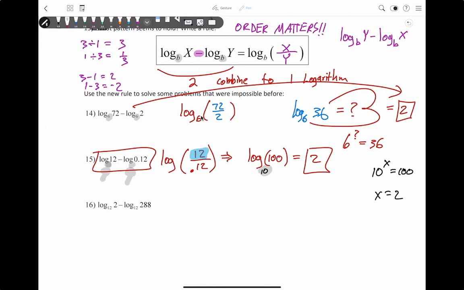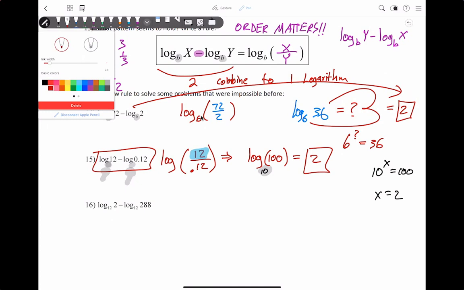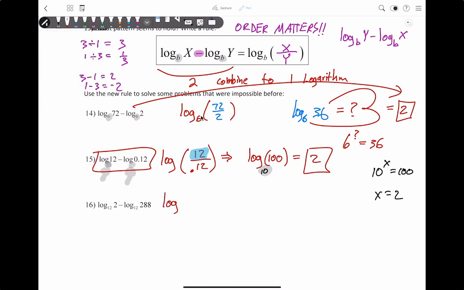Okay, so now with this rule, whenever we have the same base and we're subtracting, the base is going to be 12, and now it's going to be 2 divided by 288, which I'll go ahead and reduce to 1 over 144. Now if I wanted to see what this is equal to, my strategy is without a calculator. I have 12 to the power of x is 1 over 144, aka 1 over 12 squared.